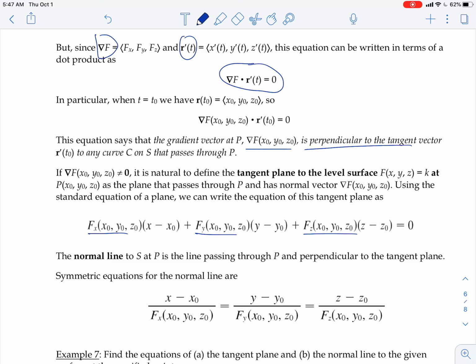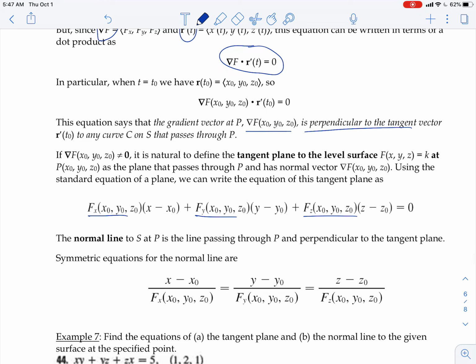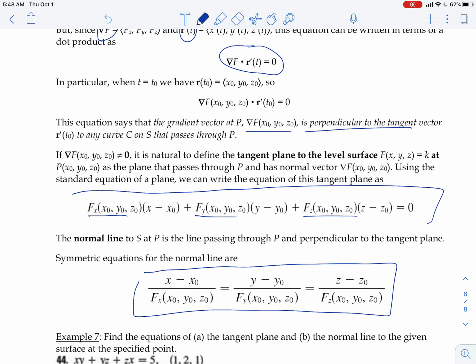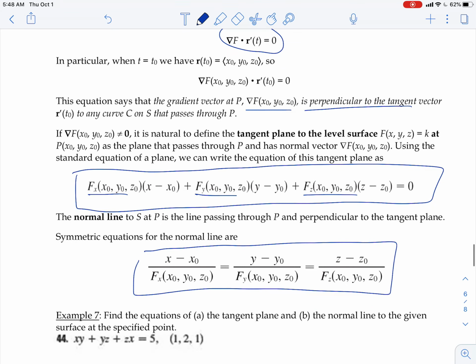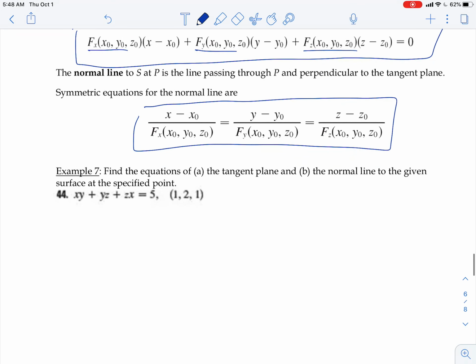Also, the normal line to S at P is the line passing through P and perpendicular to the tangent plane. So symmetric equations for the normal line are going to be important. This is the equation for the normal line, and this is the equation for the tangent plane. We're going to use both of those to find the equation of the tangent plane and the equation of the normal line.